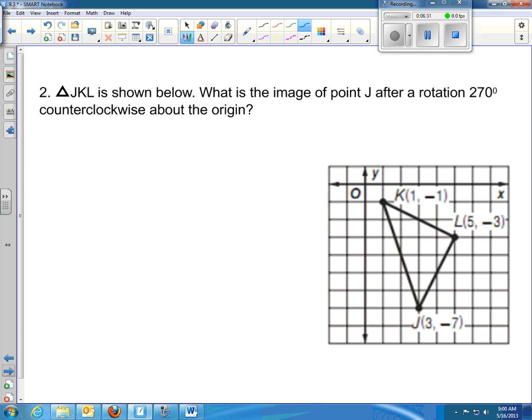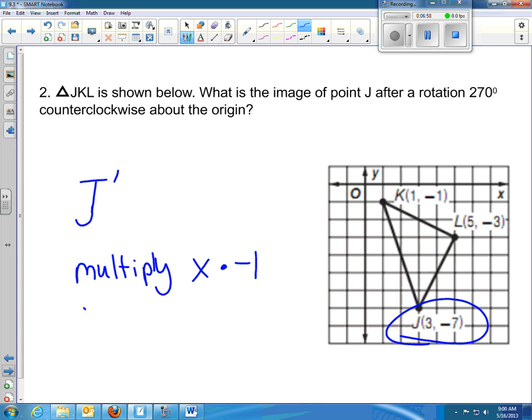All right, number 2, JKL is shown below. What's the image of point J after a rotation of 270 degrees counterclockwise about the origin? So here's point J, and we just need to find J prime. Well, remember the rules for 270-degree rotation. Multiply the x by -1, and then interchange the coordinates.